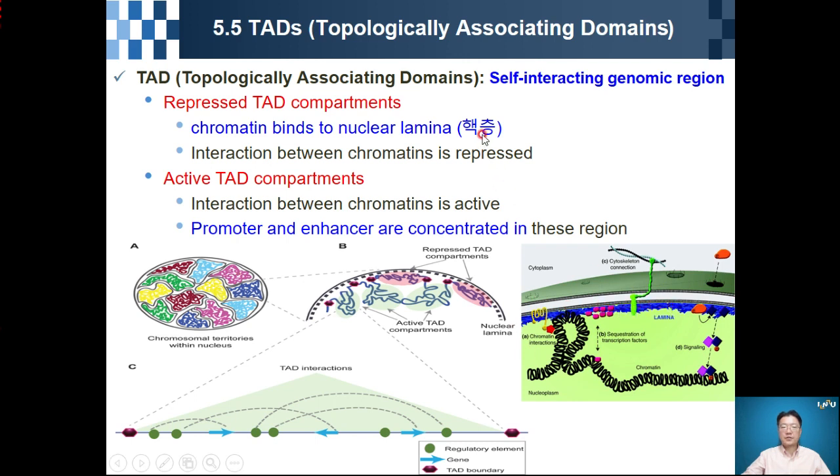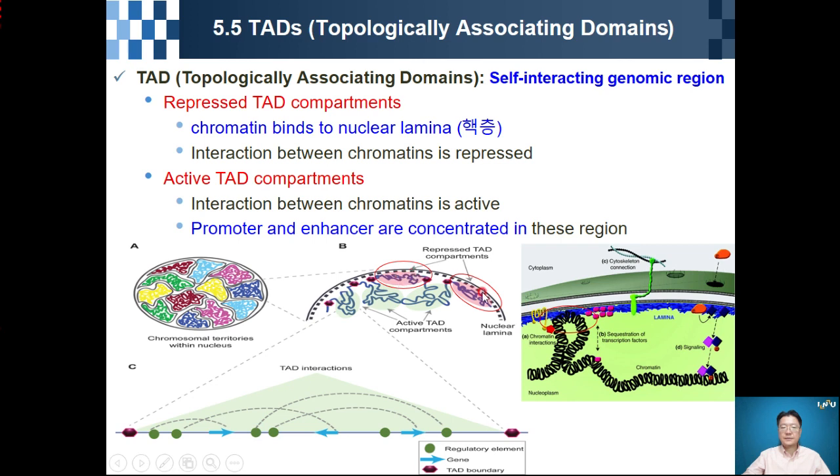In Korean, we call it 핵막. This region we call the repressed TAD compartment. Usually in this region, chromatin binds to the nuclear lamina. So there are lots of interactions between the chromatin and the nuclear lamina.